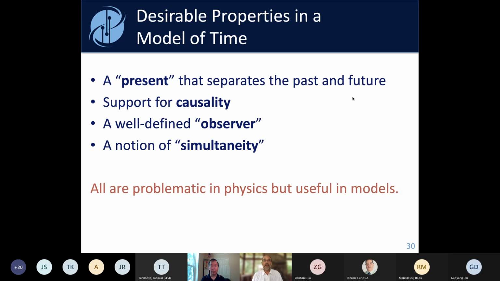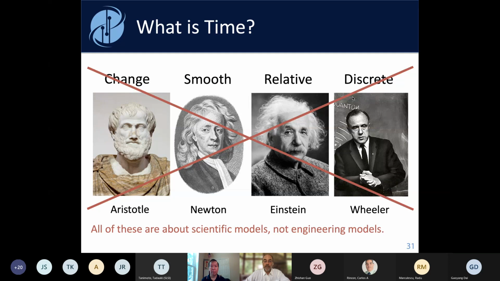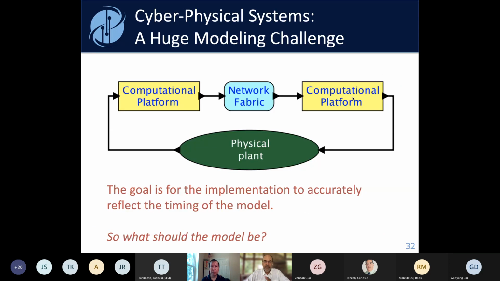Any distributed system has enormous difficulty with identifying a present and being able to have a well-defined notion of the state of the system. We need to have support for causality. So if one event causes another event, every observer should see those events in order. We need to have well-defined observers, and we need to have a notion of simultaneity. All of these are problematic in physics, really useful in models. So if you approach the problem as an engineering modeling problem and forget about the physics of the model, then the question is, well, what should the timing model be?